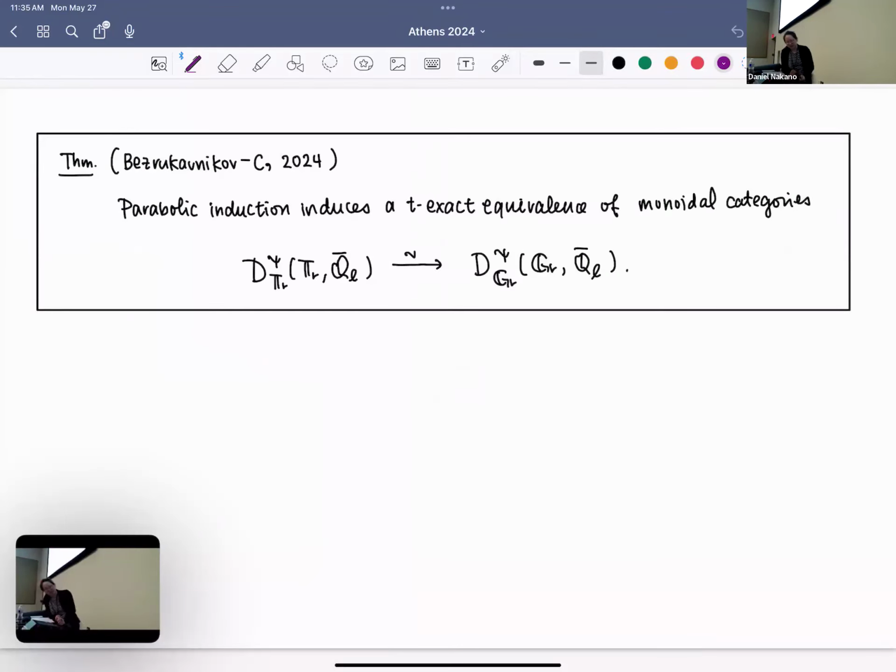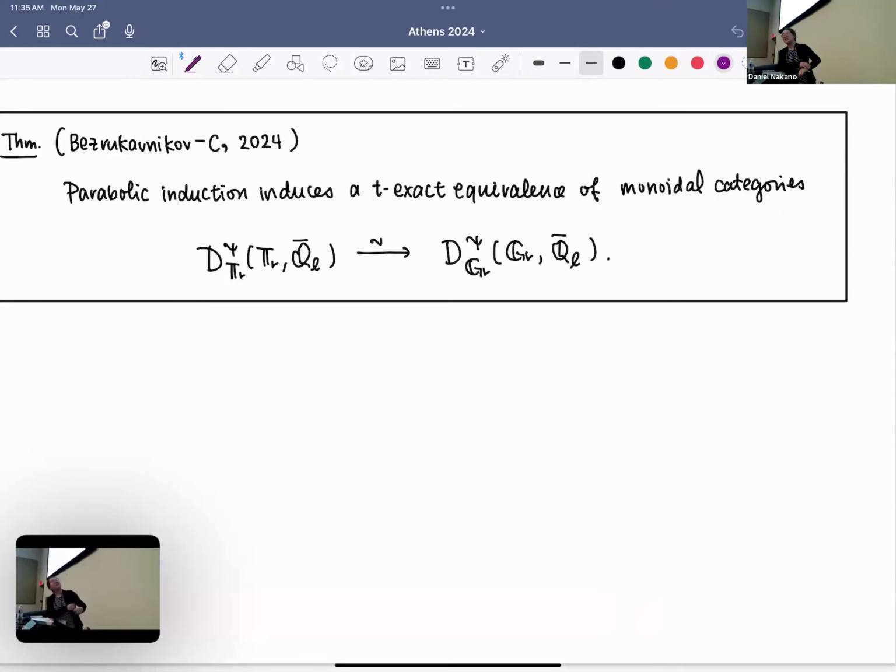So here's what the theorem looks like. It says that parabolic induction induces a t-exact equivalence of monoidal categories, and these are my monoidal categories. These are not just some kind of small generic part of the bounded derived category of G-equivariant objects with coefficients in QL bar. It's a bit of a mouthful, but I want to think of it as something that will give me representation theoretic information.